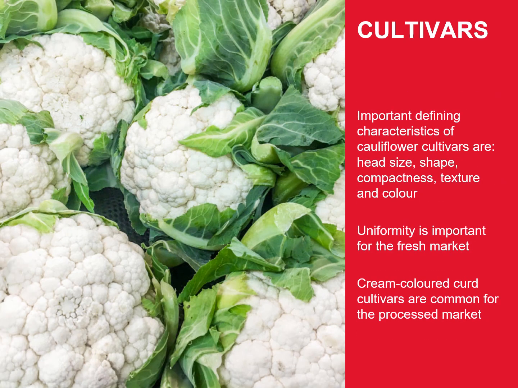The important defining characteristics of mainstream cauliflower cultivars are head size, shape, compactness, texture and colour. Uniformity is important for the fresh market, so all the cauliflowers harvested from a single crop should ideally be of a similar size and weight. Cream coloured curd cultivars are most commonly used in the processed market.